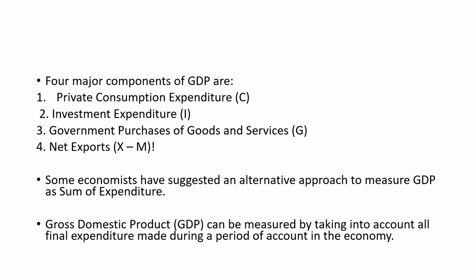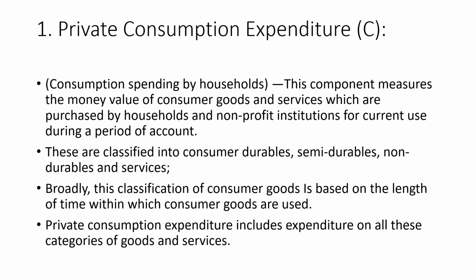We can see that some economists have suggested an alternative approach to measure GDP as the sum of expenditure. Gross domestic product could be measured by taking into consideration all the final expenditure made during a period of account in the economy. Looking into the first component, which is private consumption expenditure, this is the indicator which measures the money value of the consumer goods and services which are purchased by the households and non-profit institutions for current use during a period of time.